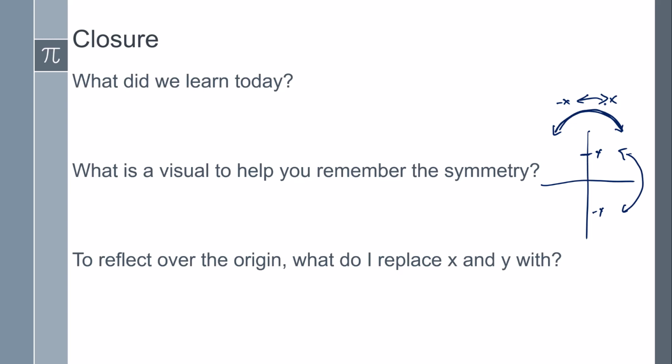And then to reflect over the origin, what do I replace x and y with? We just said it. If I have the point (x, y), you replace both the x and the y with their negatives. This does conclude our lesson.